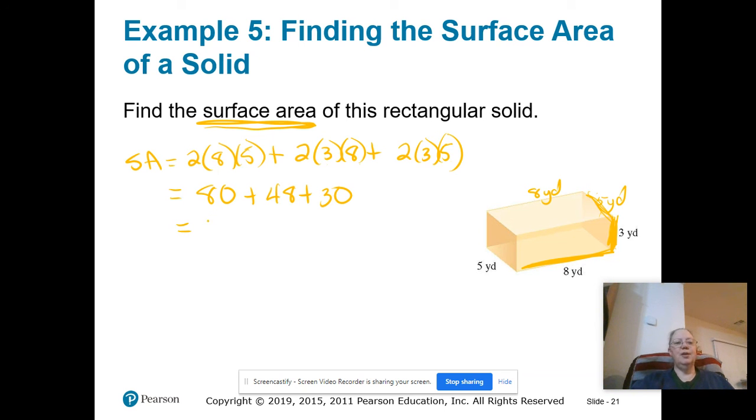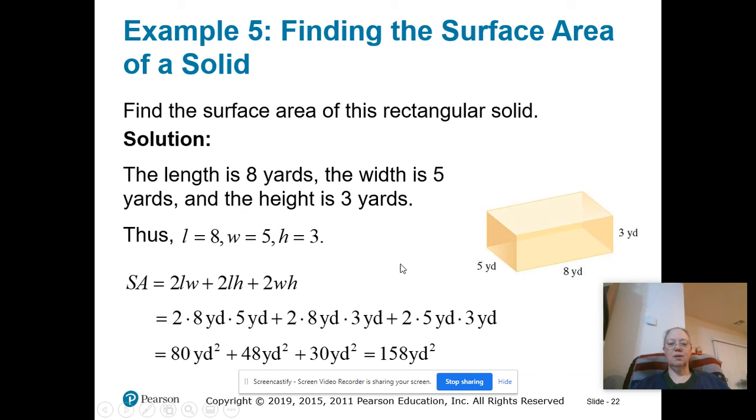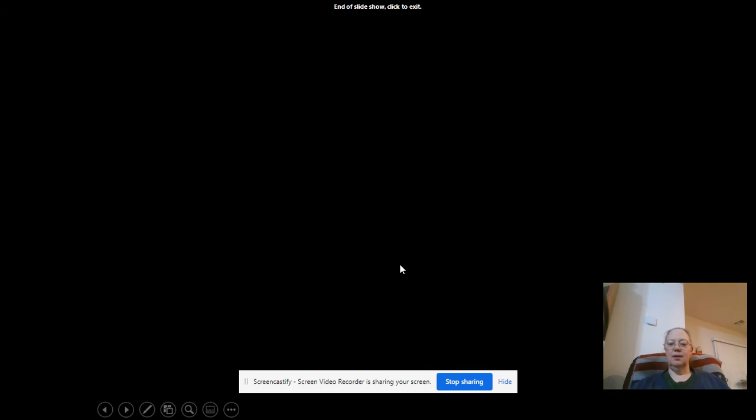is 158. Guys, we're talking about area, right? It's not going to be yards cubed or cubic yards. It's going to be yards squared. Yards squared, okay? Because it's area. And there you go.